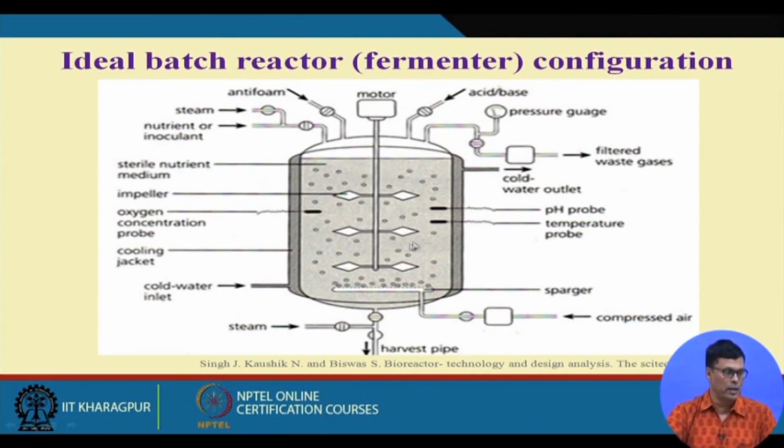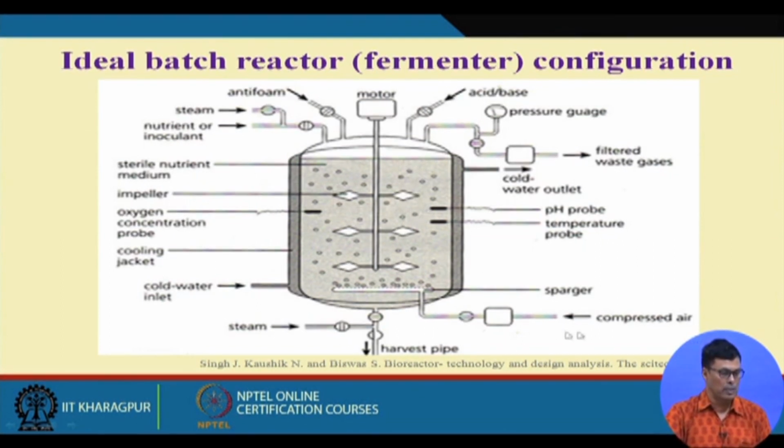Then we have other arrangements. You can see here in the fermenter the sparger, which is a very important thing that we have. We pass the compressed air, and there should be a sparger here, and we have a jacketed system for passing hot and cold liquid to maintain the temperature inside the reactor. This stirring also helps in maintaining the temperature inside the reactor.